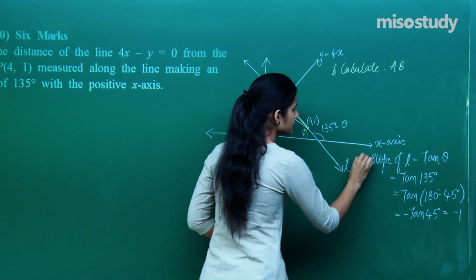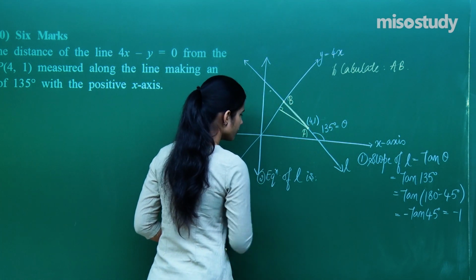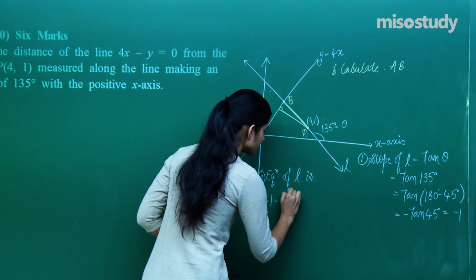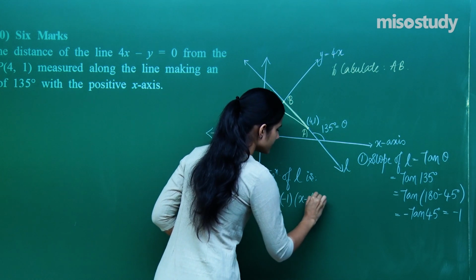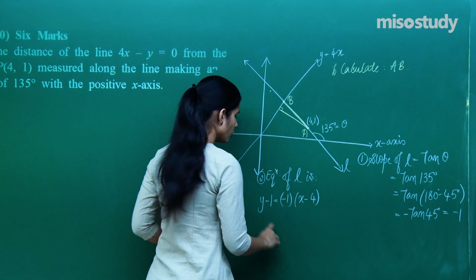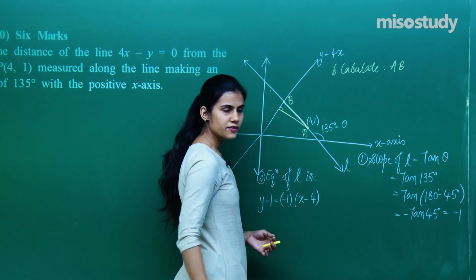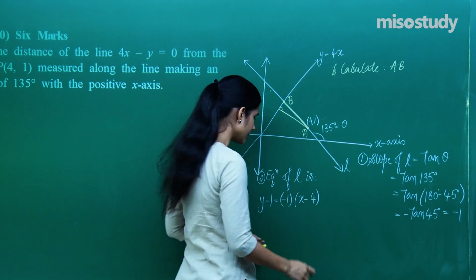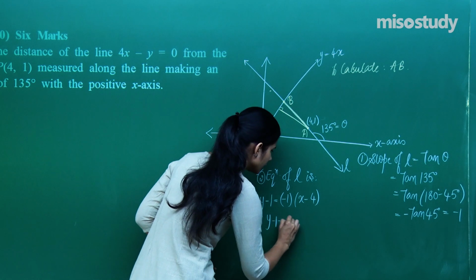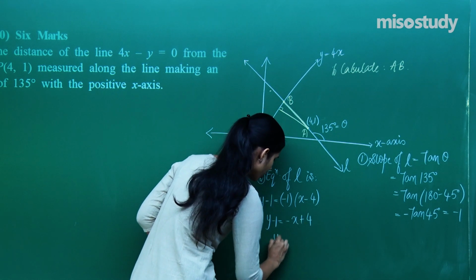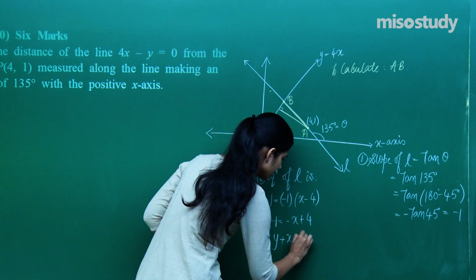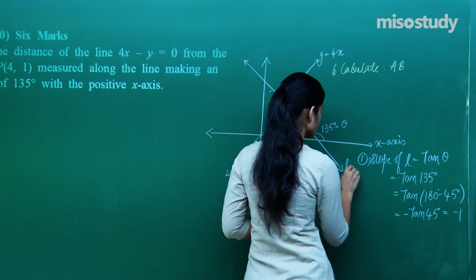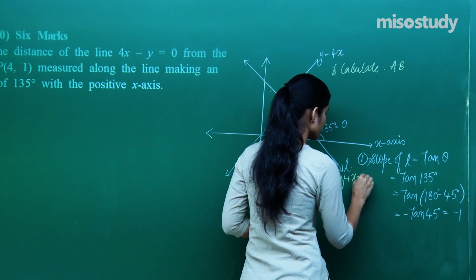Equation of line L is given by y minus y1 equals m into x minus x1. Here y1 is 1, slope m is minus 1, x1 is 4. Y minus y1 equals m into x minus x1, where x1, y1 are the coordinates of a point lying on this line, and m is the slope given with the help of the inclination. So this is y minus 1 equals minus x plus 4, or y plus x equals 5. So the equation of line L is y plus x equals 5.